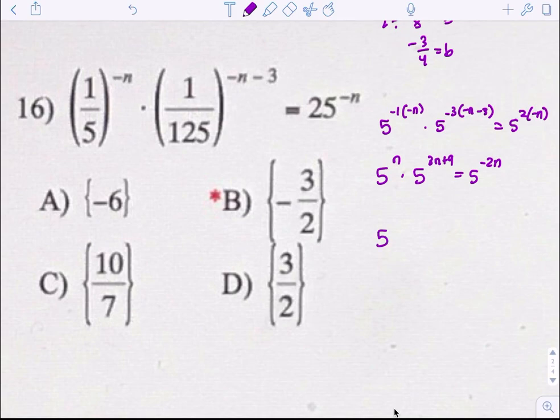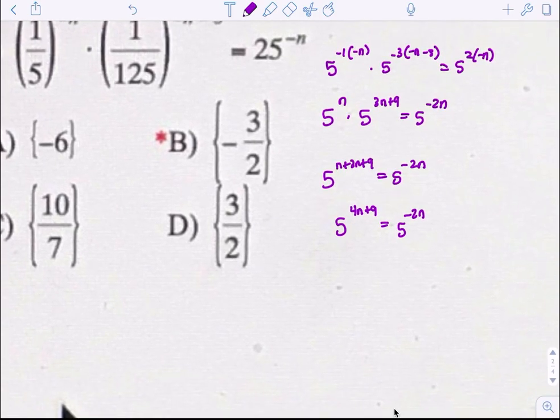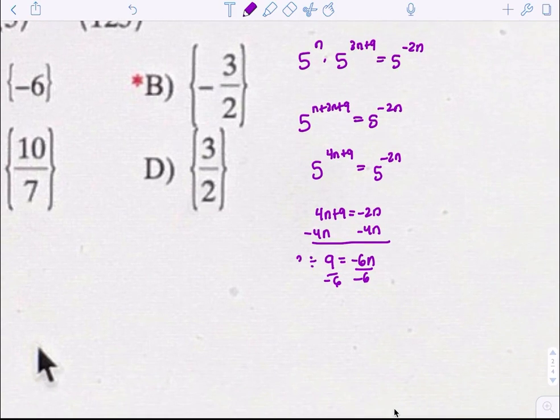So 5 to the n plus 3n plus 9 is equal to 5 to the negative 2n. 5 to the 4n plus 9 is equal to 5 to the negative 2n. They have the common base, so set your exponents equal to each other. So 4n plus 9 is equal to negative 2n. Subtract 4n from both sides. We get 9 is equal to negative 6n. Divide both sides by negative 6. And we are going to get, divide top and bottom by 3, negative 3/2 is equal to n, which is B.